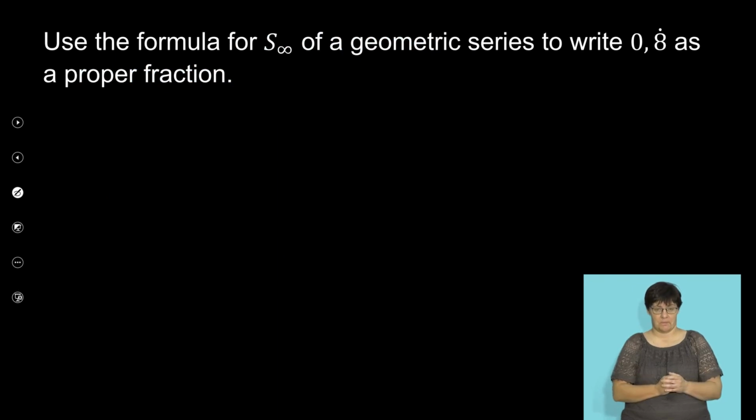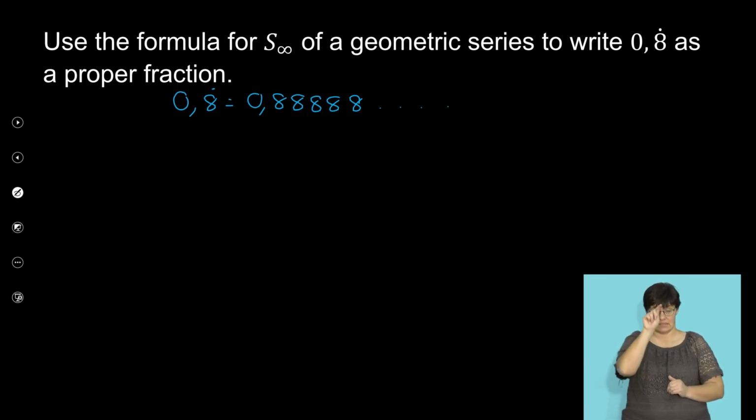Great. So, just a reminder that now we are going to be using the formula for the sum to infinity of a geometric series to write down 0,8 recurring as a proper fraction. So first things first, let's write down what 0,8 recurring is. We've discussed that it's going to be 0,88888 going on.